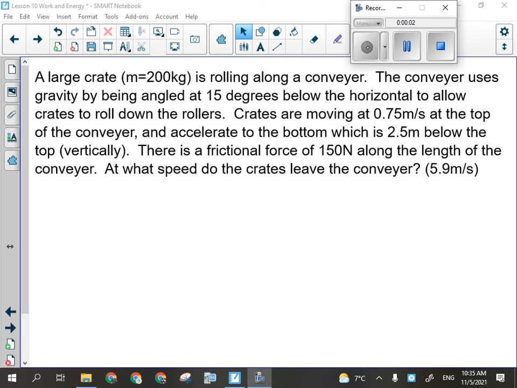Okay, so this is a very typical work energy theorem problem. Now, how do I know that this is a work energy theorem problem and not a Newton's second law problem? How can I tell the difference?